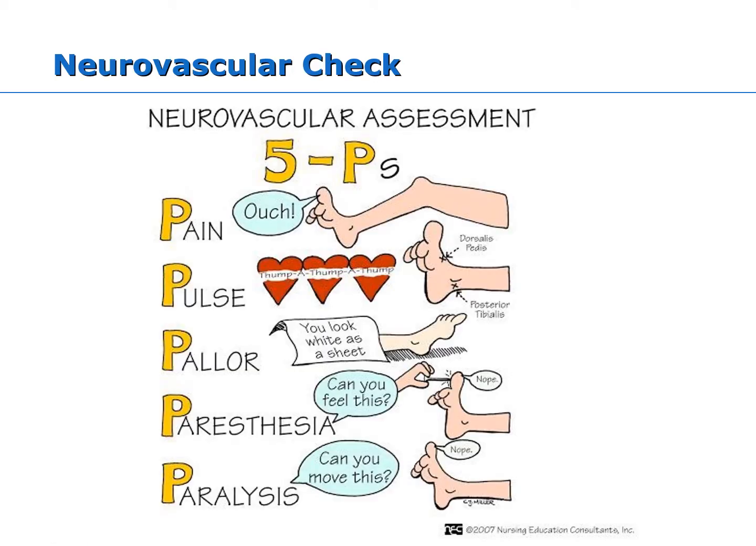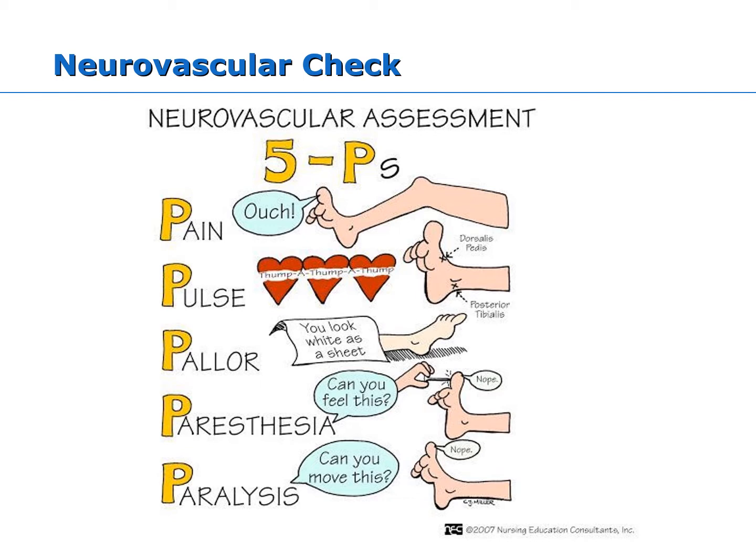Neurovascular check, again, your 5 Ps. Do they have sensation? So is there pain if you were to poke them with the tip of a pin? Do they have good pulses? And you want to start with the distalmost pulses from the affected area. Do you notice any pallor? Is their skin white? Or is it appropriate for their ethnicity, or is it grayish if they're darker complected?